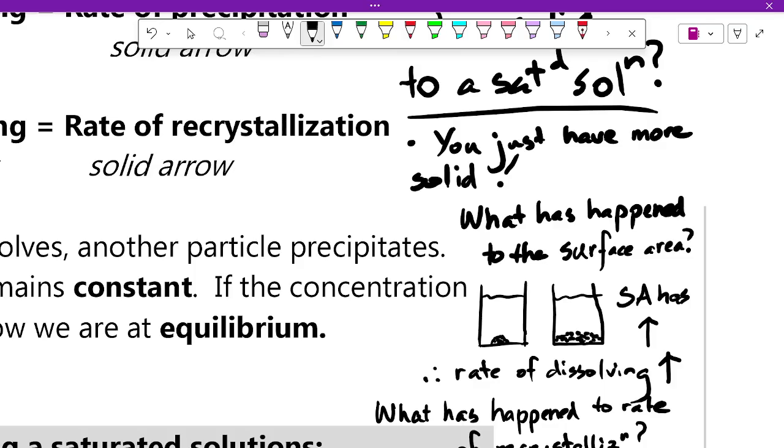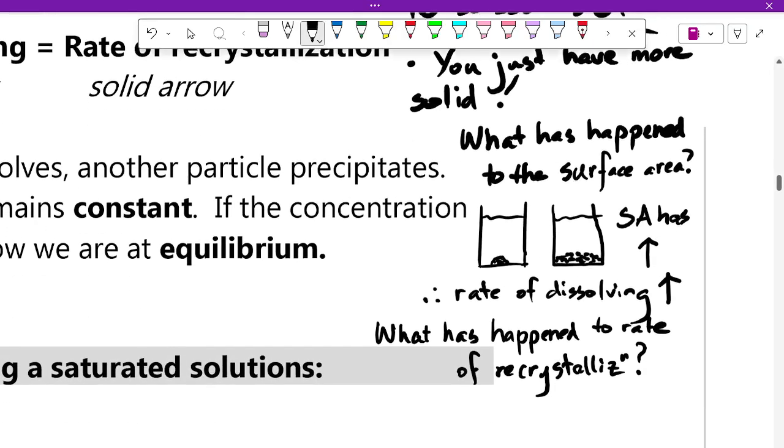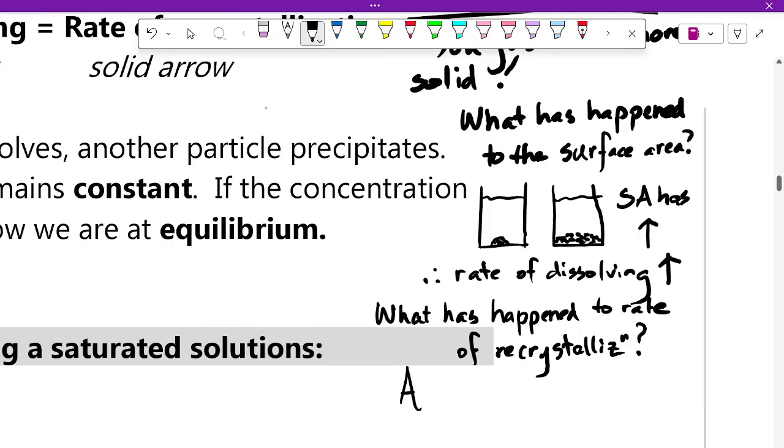Has it stayed the same? At equilibrium, the rate of dissolving increases, and the rate of crystallization also has to increase. And if you think about it, where does recrystallization occur? It occurs at the surface. If you have a bigger surface, you are going to have a faster rate of recrystallization. Okay, it also increases, and by the same amount.